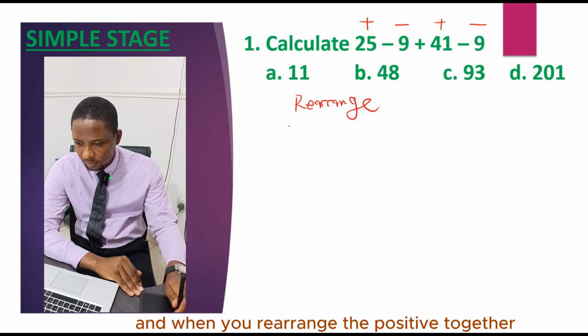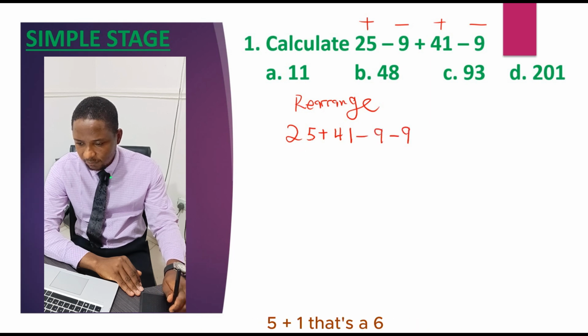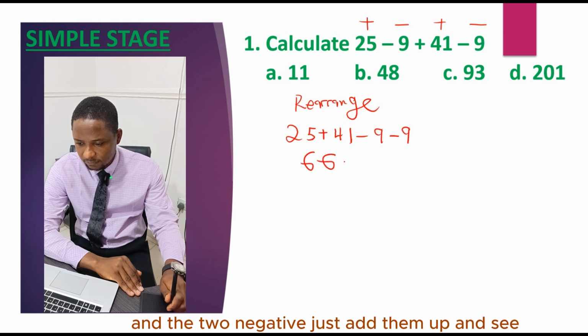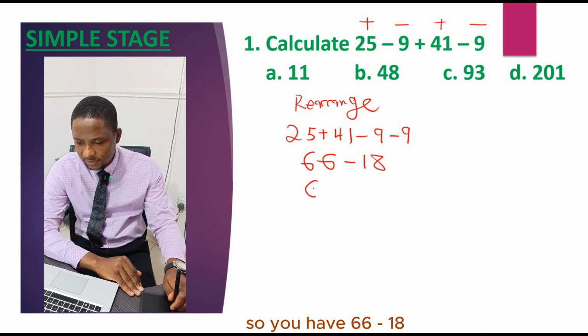When you rearrange the positives together, 25 plus 41, and the negatives together, negative 9, negative 9. 5 plus 1, that's 6. 4 plus 2, that's 6. And the 2 negatives, just add them up and still keep the negative sign. That will give you 18. So you have 66 minus 18.